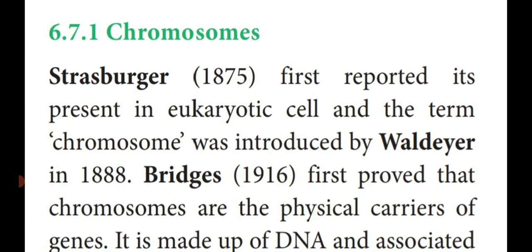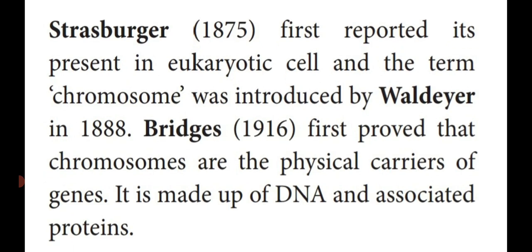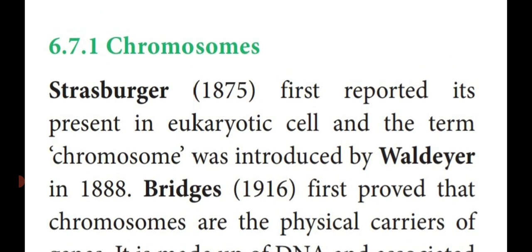Who first reported the chromosome which is present in the eukaryotic cell? Answer is Strasburger. But the term chromosome was introduced by Waldeyer. Then Bridges proved that chromosomes are the physical carrier of the genes. These three are the important 1 mark questions. This chromosome is made up of DNA and proteins.